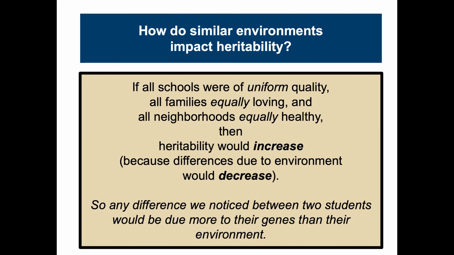If all schools were of uniform quality, sort of like if all kids were raised in a barrel, all families equally loving, and all neighborhoods equally healthy, then heritability would increase. So we'd be able to see there's more genetic influence because differences due to environment would decrease, okay? Because you wouldn't have any differences across the environment. You would only have the differences that were due to genetics. So any difference we notice between two students would be due more to their genes than to their environment.